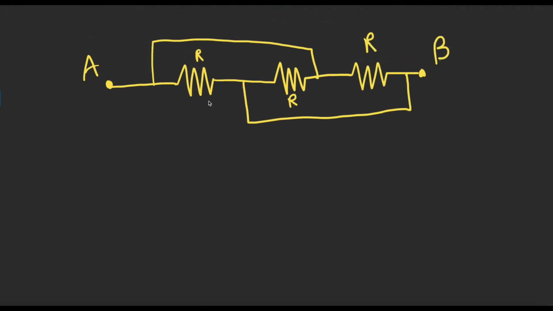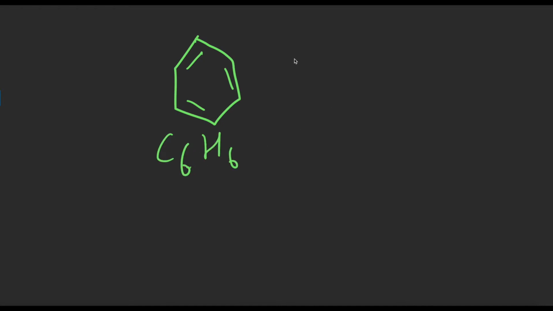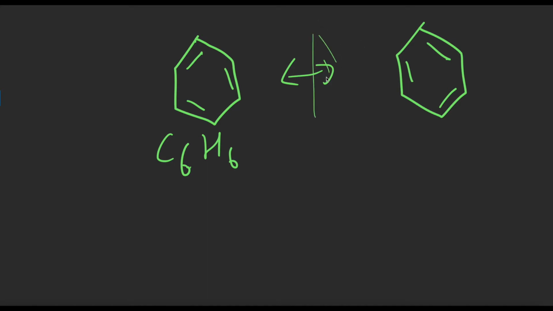Alright, so before solving this circuit, I would like to talk about resonance, which I was talking about earlier. So, look at this compound. It's a very famous compound. It's called benzene. Its formula is C6H6, and this thing can also be represented as this. Right? These two are pretty identical, and if you look closely, these two look like mirror images of each other. And these both are called resonance structures.